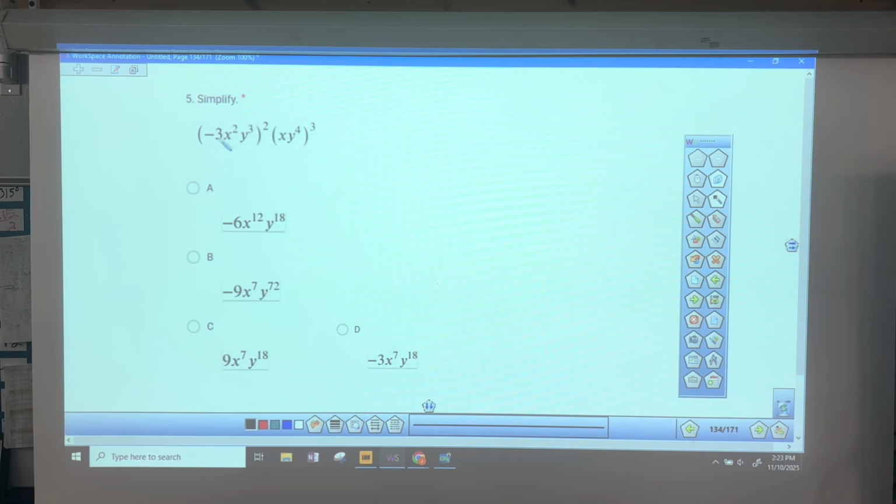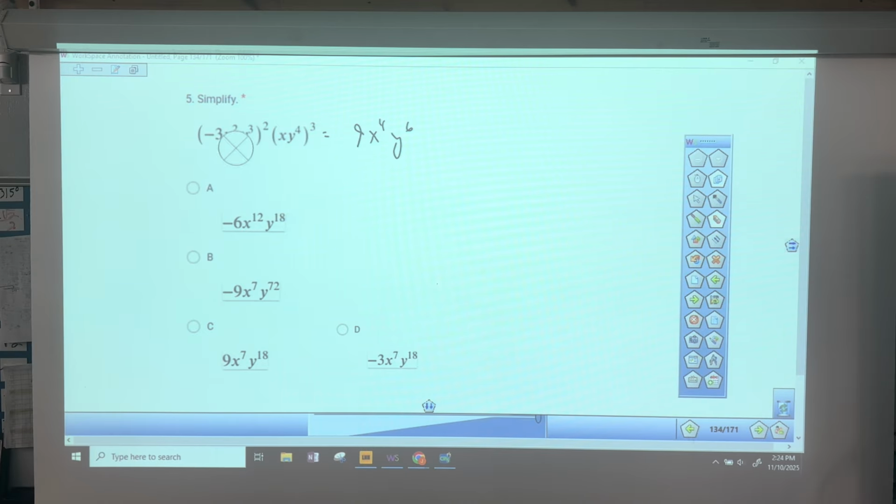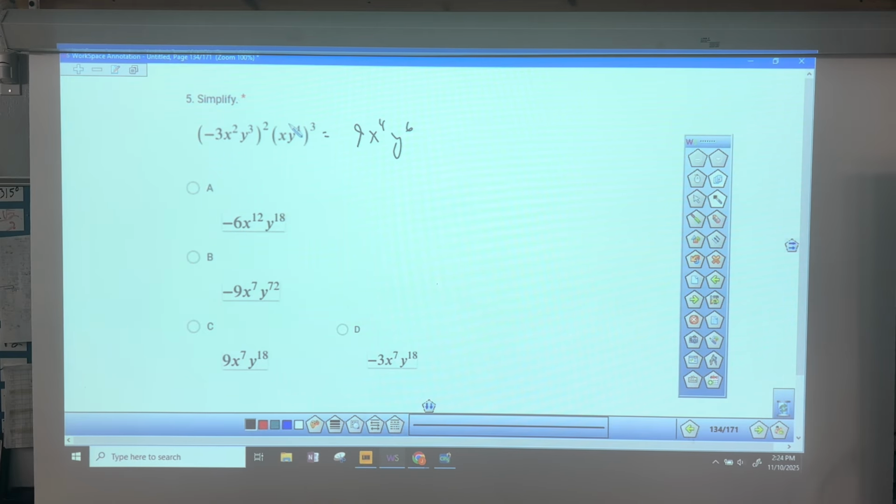Power to a power, we're going to look at this digit first. Negative 3 squared is going to equal 9. And then x squared is going to be x to the 4th. And then y cubed squared is going to be y to the 6th. Power to a power, we multiply that exponent times that power. This is a power of 1 to a power of 3. X to the first to the third is 1 times 3. That's going to give us x cubed. Y to the 4th to the third, that's 4 times 3, which is y to the 12th.